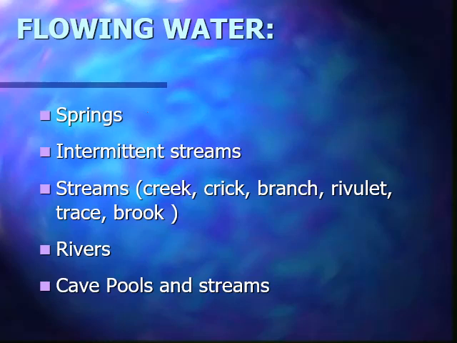Flowing water, we have springs, streams of various kinds. These would flow when there was a rain. For streams, we use all kinds of different terms. So in the South, we tend to use creek, at least in Texas. Some places use creek, up in Kentucky, places like that. Branch, rivulets, trace. A brook would be probably a term they use in the North. If they're bigger, we call them rivers.